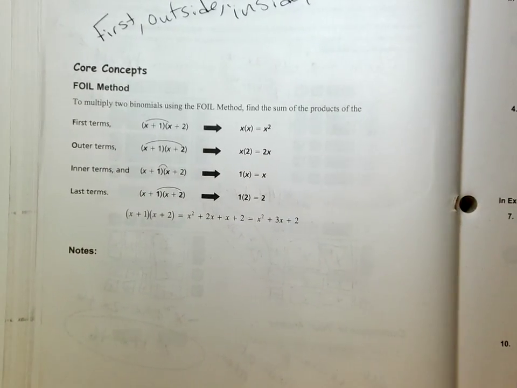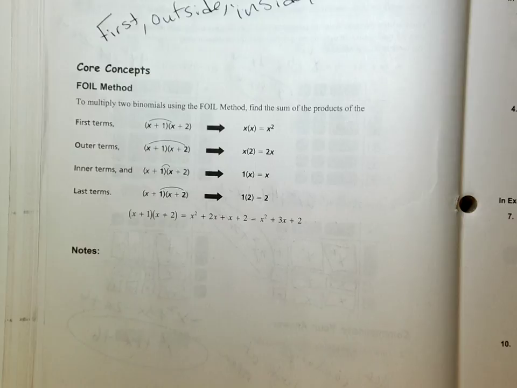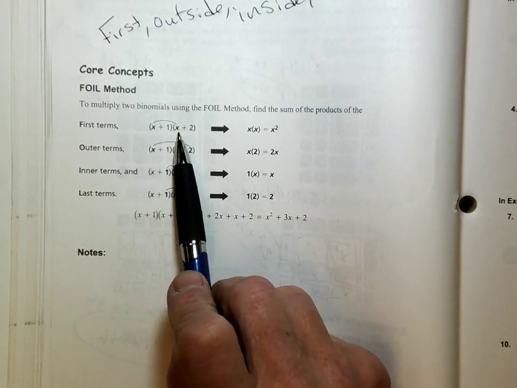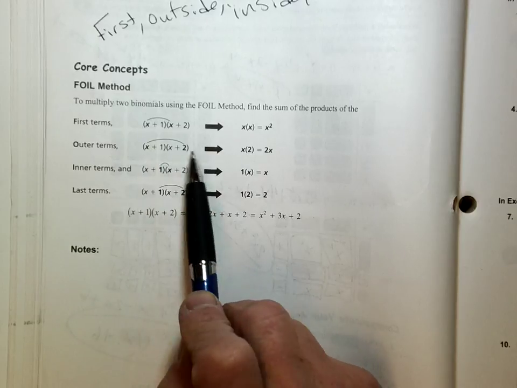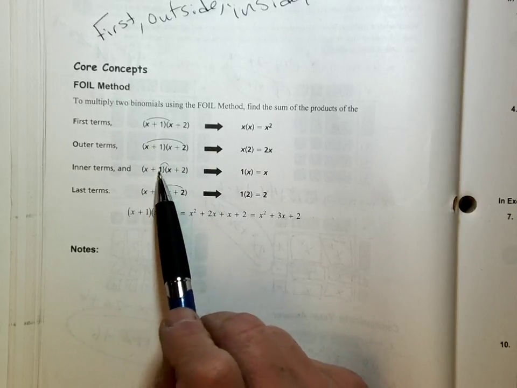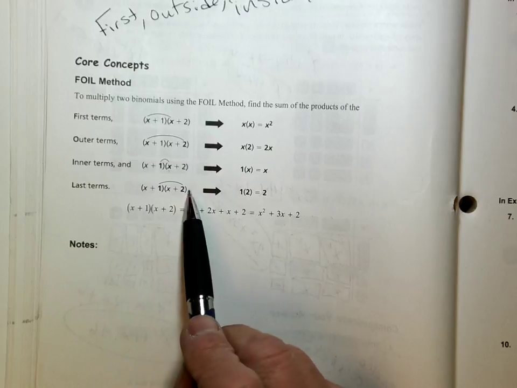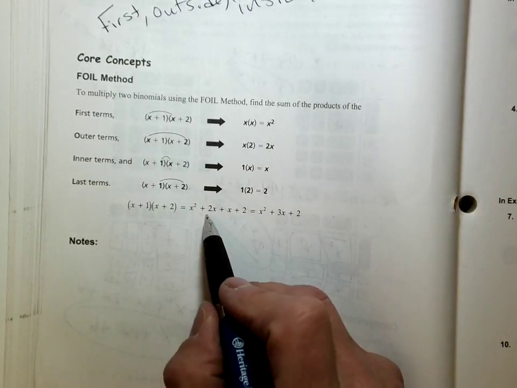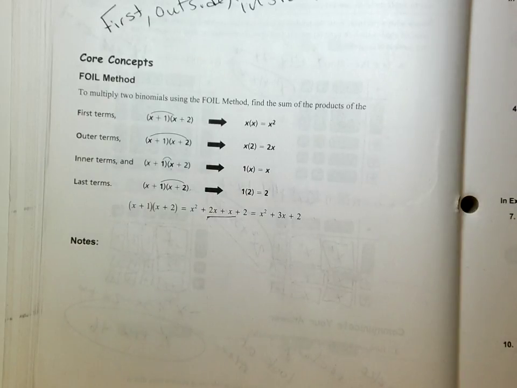And they show us an example of FOIL, right? I mean, there it is. They just went first: x times x. Outside, x times 2. Inside, 1 times x. Last term is 1 times 2. And they show the whole thing. And then they combine those two middle terms to get a 3x.